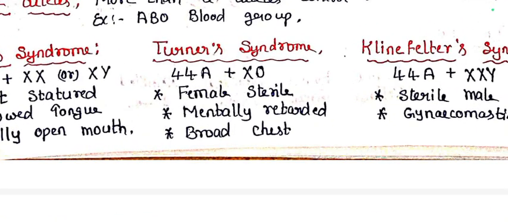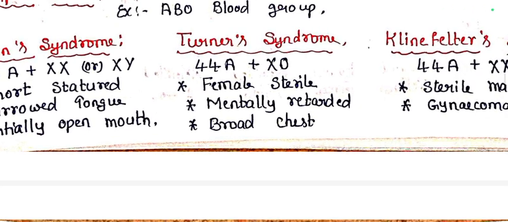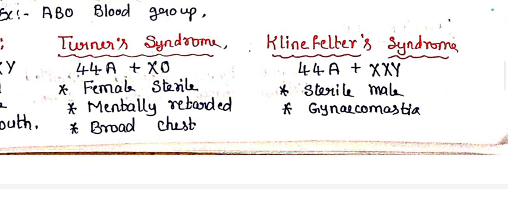In Down syndrome, remember the karyotype: it is 45A plus XX or XY. Here you can find the 21st chromosome will be extra. Features of Down syndrome patients are short stature, furrowed tongue, and partially open mouth. In Turner syndrome, there is an absence of one X chromosome, XO, where females are sterile and mentally retarded and have a broad chest. In Klinefelter syndrome, there is a presence of one extra X chromosome; males are sterile and develop gynecomastia.